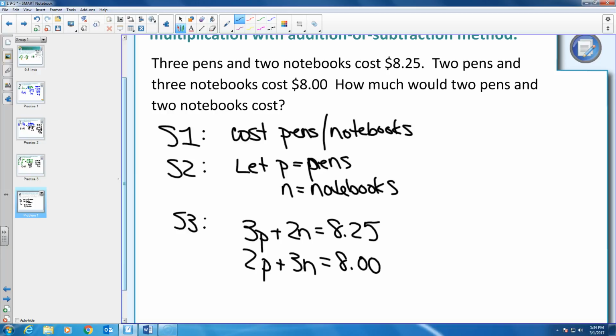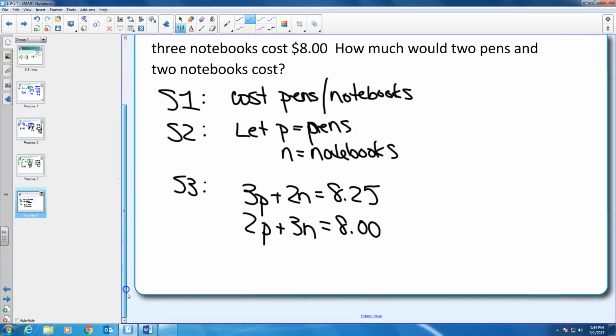Now, who do we want to eliminate? Do we want to eliminate P's or do we want to eliminate N's? Let's just work with the P's since they're out in front. If I want to eliminate P's, what am I going to have to multiply this by? 2. And if I need to eliminate here, what am I going to multiply? Now remember, one needs to be plus and one needs to be minus. So I usually make the smaller number negative to multiply by.